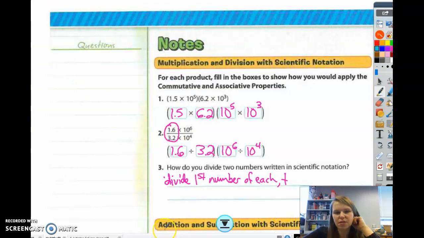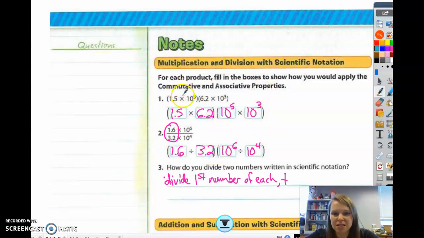So this one says here, for each product, fill in the boxes to show how you would apply the commutative and the associative property. So what we're doing is we're making this easier on ourselves. You could plug this whole darn thing into your calculator, but there's a good chance that we'll miss something, like accidentally miss the multiplication symbol or accidentally put this as another number instead of an exponent. So in order to make sure we do this right, it's best to do it this way, and then we can shorten up what we plug into our calculator.